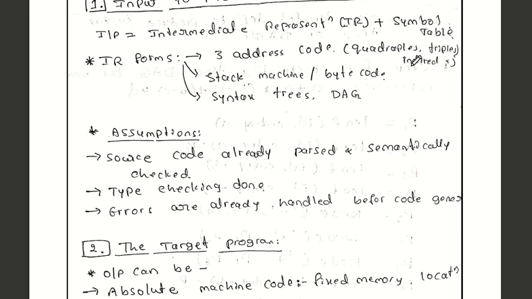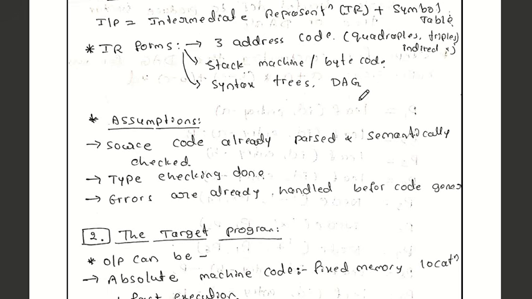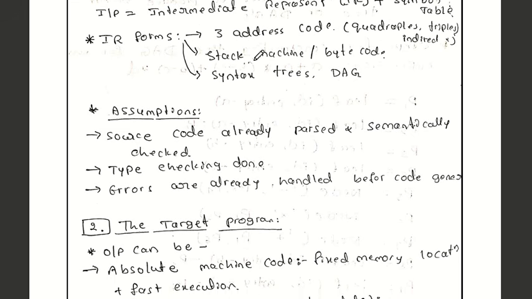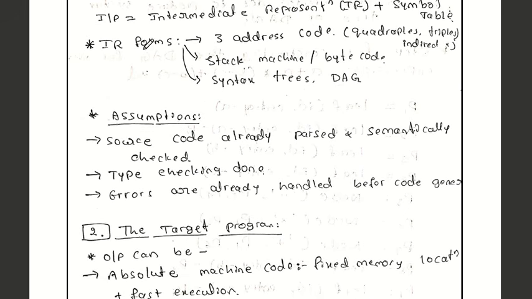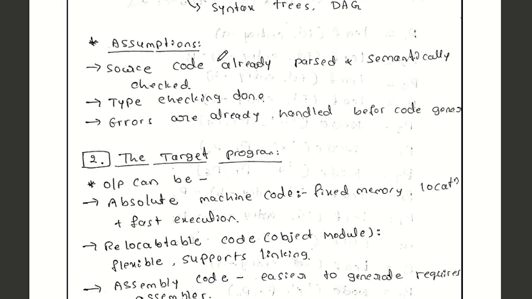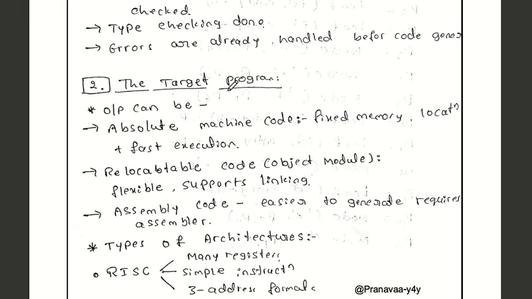We will see these indirect, different at the end of this topic. Again, stack machine, then bytecodes, syntax tree, DAG form, IR forms are nothing but these. Next, assumptions are there. Second one, the target program.